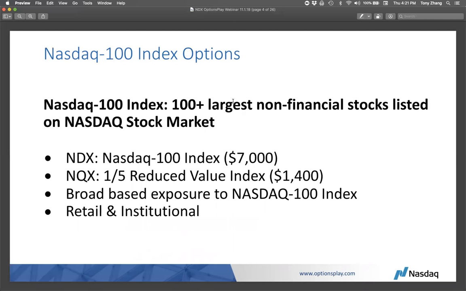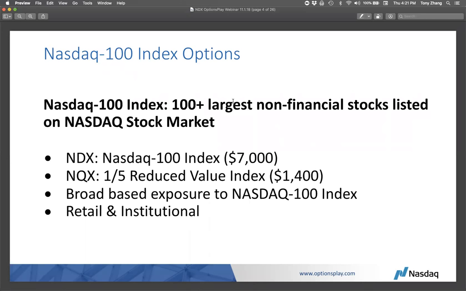For those of you that have never traded options or index options before, the Nasdaq-100 index itself is an index of the 100 largest non-financial stocks listed on the Nasdaq stock market. There are two indices that you can trade, the NDX and the NQX. They are identical indices. Just one is a full value index, which is roughly about 7,000 as a contract value currently, and then an NQX, which is 1/5 of that, or about 1,400.